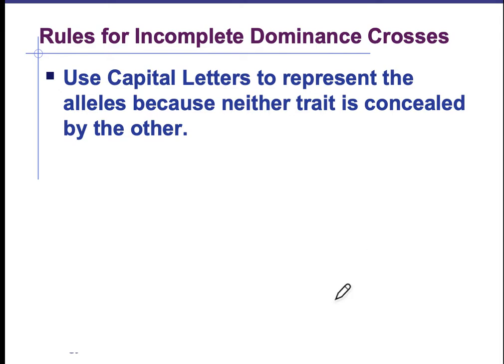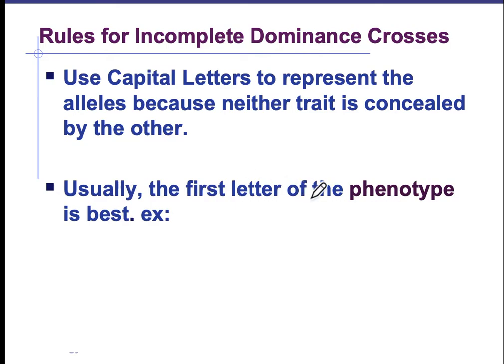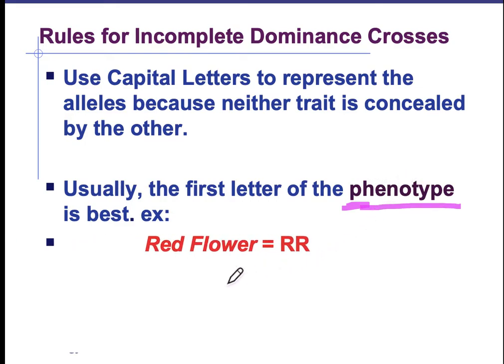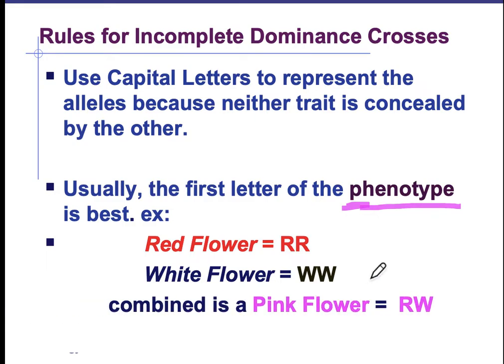There are a couple of rules for incomplete dominance crosses just to keep things organized and easy to read. We use capital letters to represent the alleles because neither trait is concealed by the other. Usually we use the first letter of the phenotype. The phenotype is what you see, the physical trait. So for an example, a red flower would be two dominant R's, a white flower would be two dominant W's, and the pink flower would be one of each.